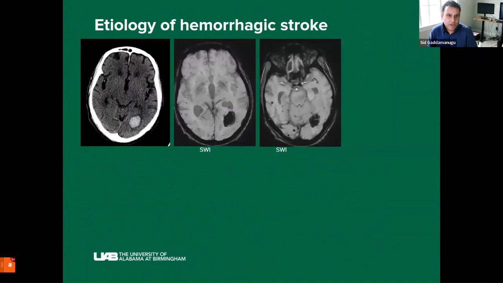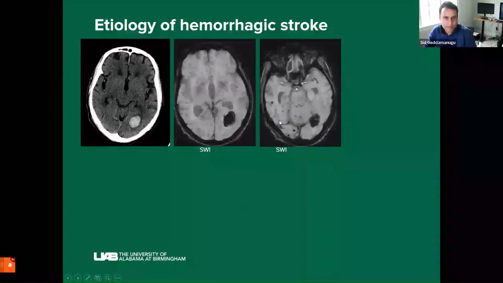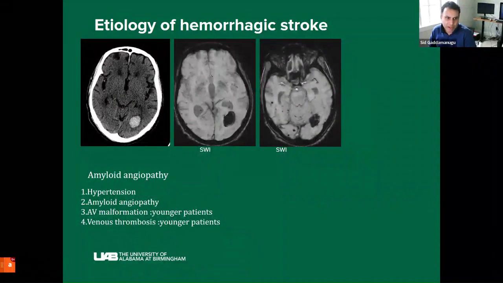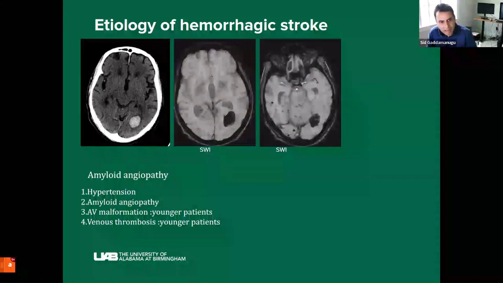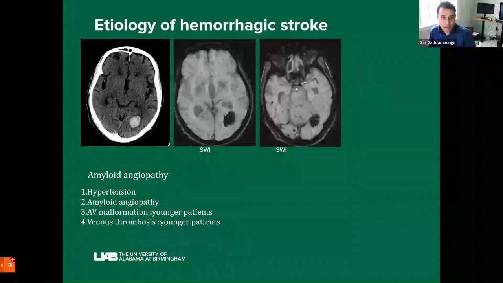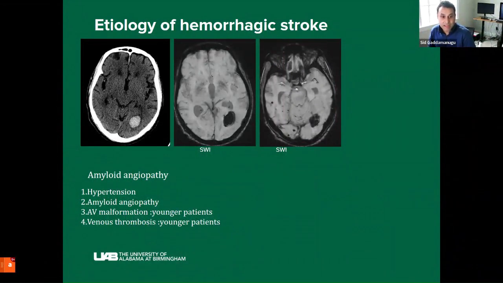So what is the etiology of hemorrhagic stroke? This is an elderly patient who has a hemorrhage in the left occipital lobe, and we did an SWI MRI, which not only shows the hemorrhage, but other smaller hemorrhages at the gray-white matter junction. So obviously, the etiology for this is not hypertensive hemorrhage, unlike the previous case. This was amyloid angiopathy. So some common causes of hemorrhagic stroke are hypertension, which remains the most common cause of symptomatic hemorrhagic stroke, and amyloid angiopathy, very common in elderly patients. In younger patients who present with hemorrhagic stroke, some common causes are AV malformation and venous sinus thrombosis.